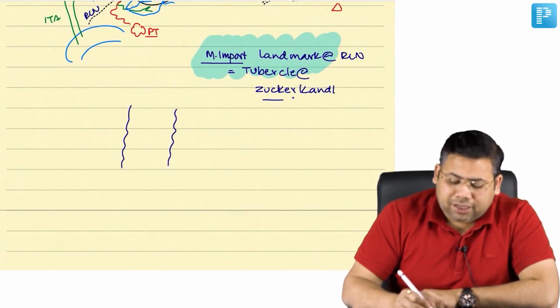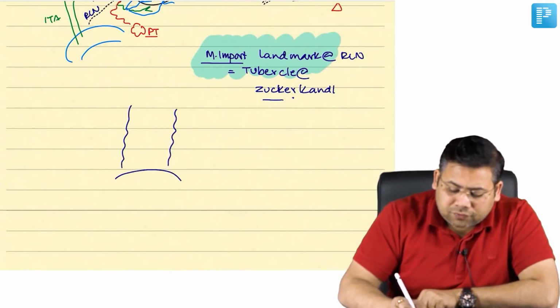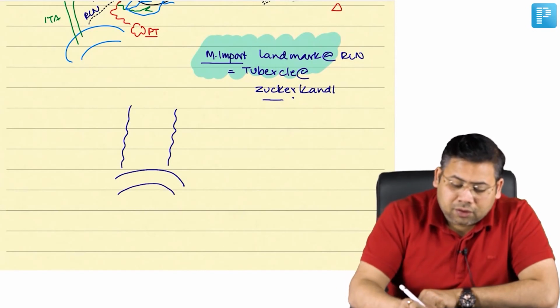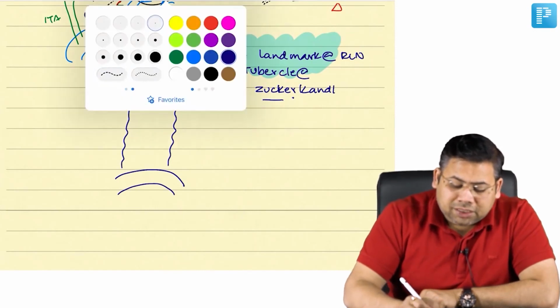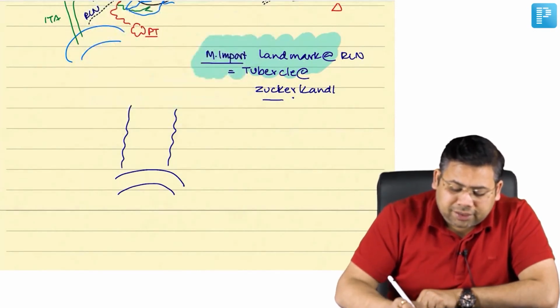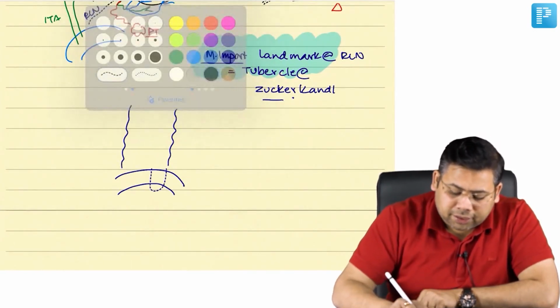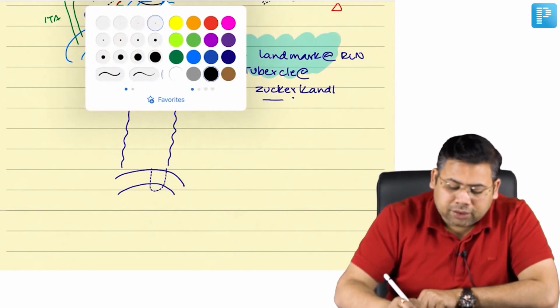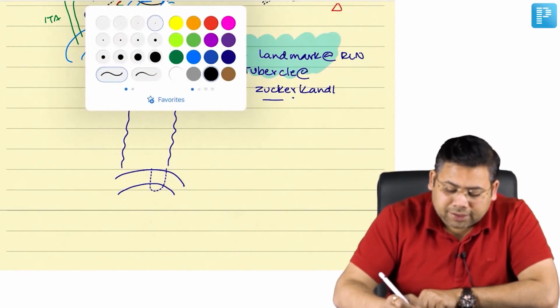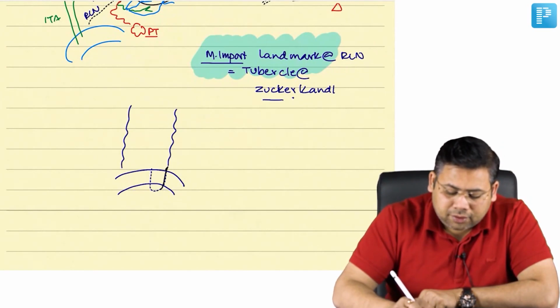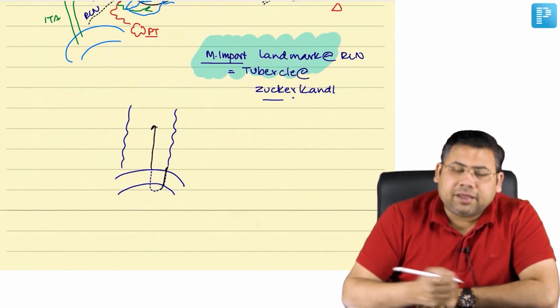Yes, this is the scenario. This is the arch of aorta. So what happens? These branches take a U-turn around this, and they ascend up in the neck. And this is the reason why they are known as recurrent.